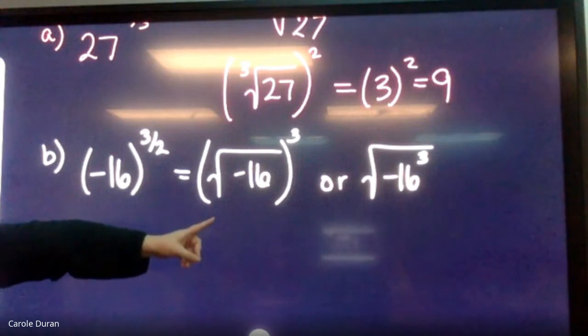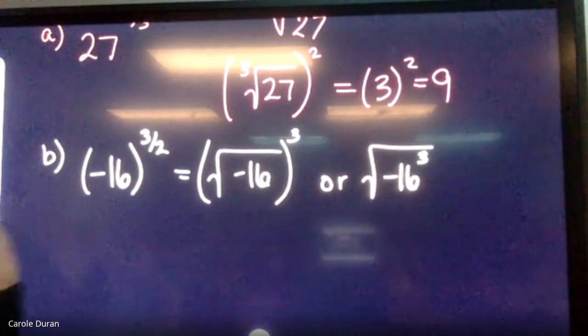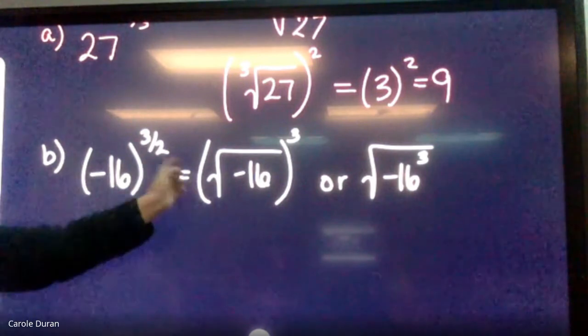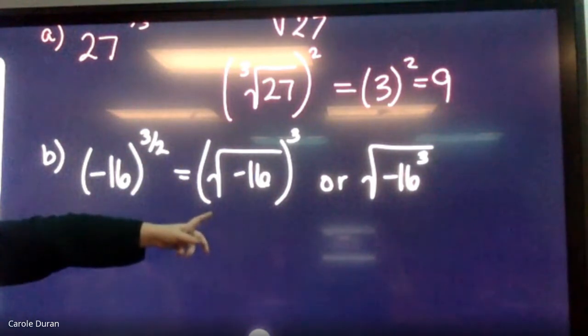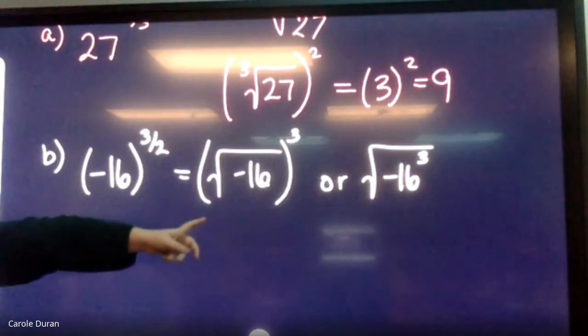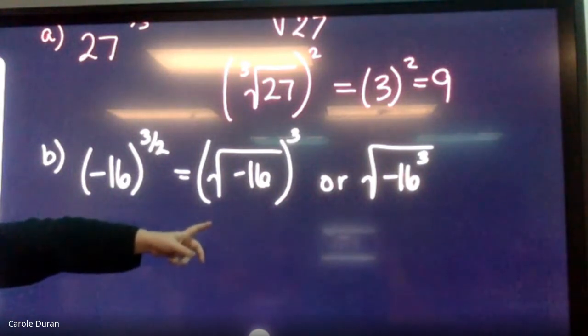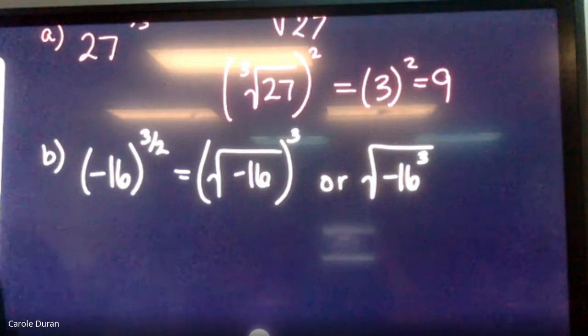I'm hearing negative 4, which we automatically think of, but it's completely wrong because negative 4 times negative 4 is positive 16. But I'm also hearing no solution. Why is this no solution? I can't take the square root of a negative number because no number times itself is going to be negative. No number in our real number system. And that's all we're dealing with right now, our real number system.